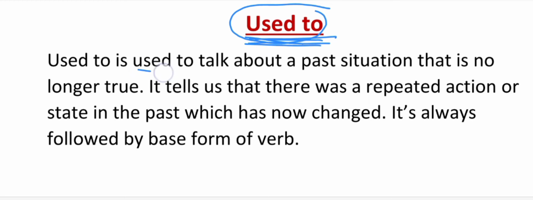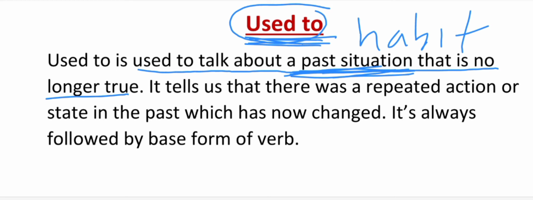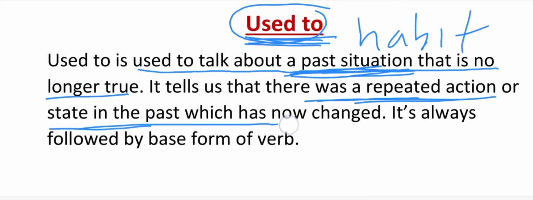Used to is used to talk about a past situation that is no longer true. So it talks about a past situation or past habit. It tells us that there was a repeated action or state in the past which is now changed. So for that we use used to.